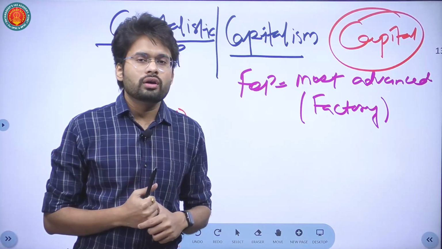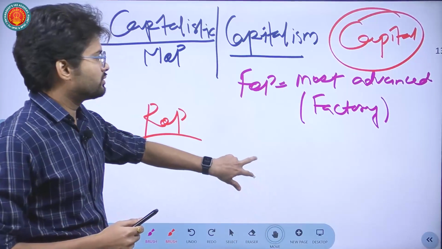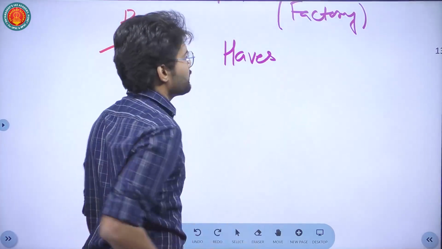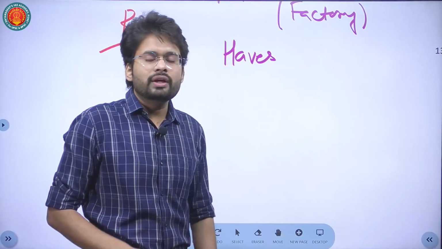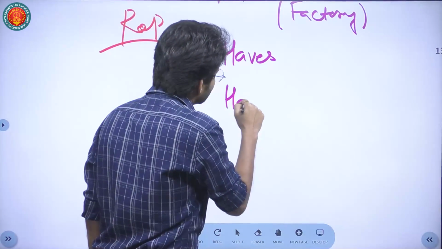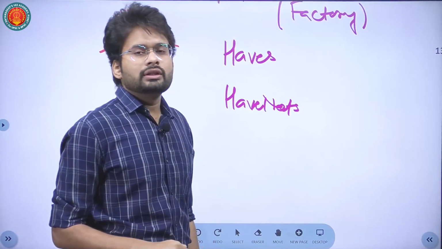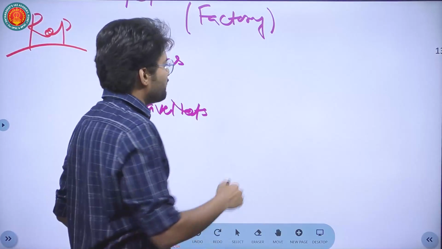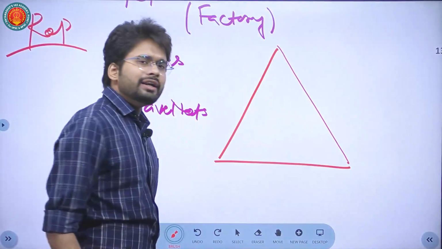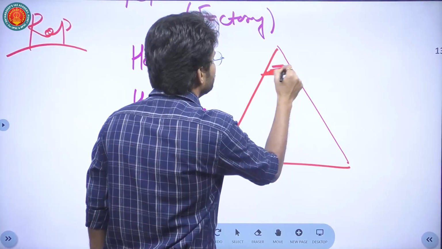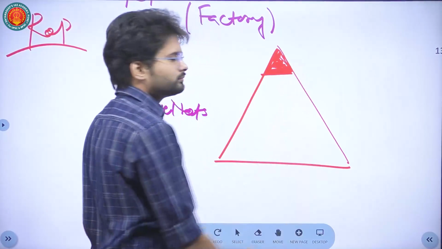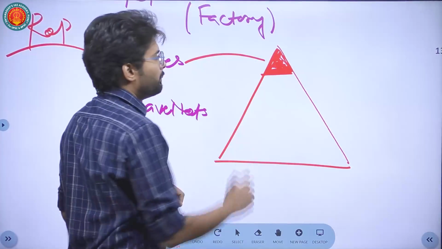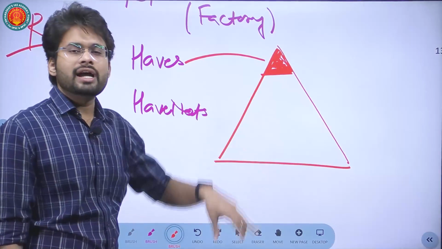And those who have capital will be called the haves, and those who don't own the capital are called the have-nots. If you draw the social structure in capitalism, it will be somewhat in a pyramidal format. There will be very few people at the top, those who will own the capital, whom Marx called the bourgeois class.